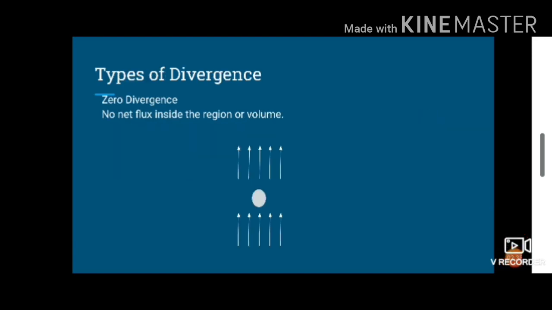There are three types of divergence: zero divergence, positive divergence, and negative divergence. So what is zero divergence? No net flux inside the region or volume, means whatever flux enters, the same amount of flux leaves through that region. So there is no net flux in that region. Then the divergence is called zero divergence.